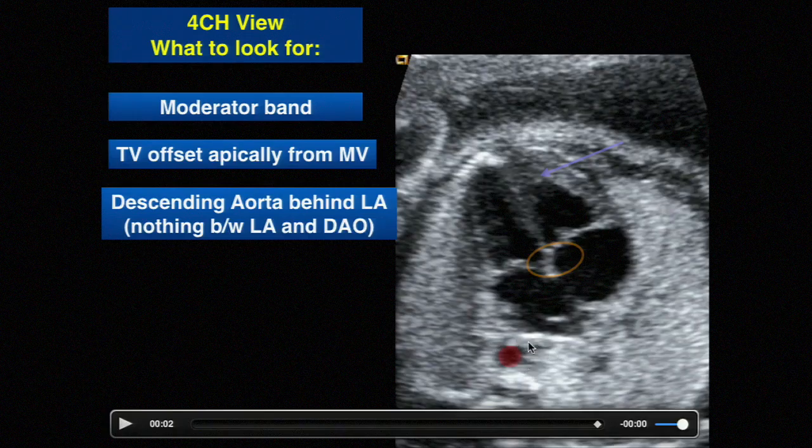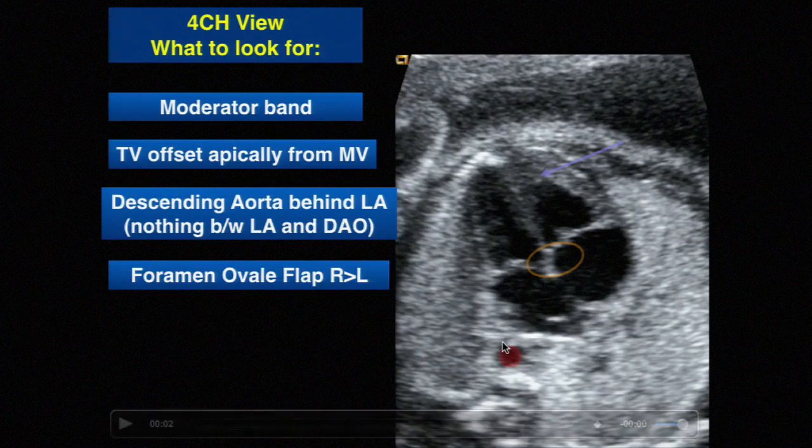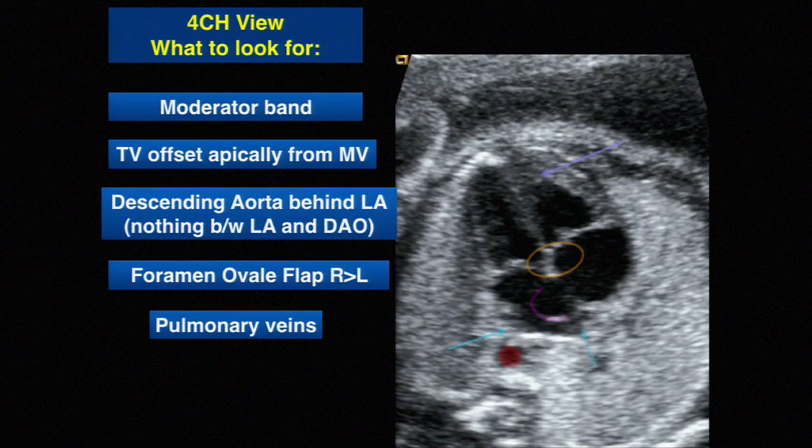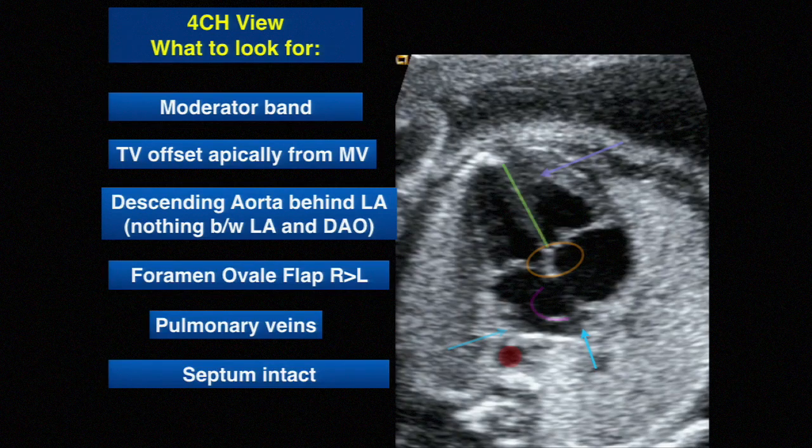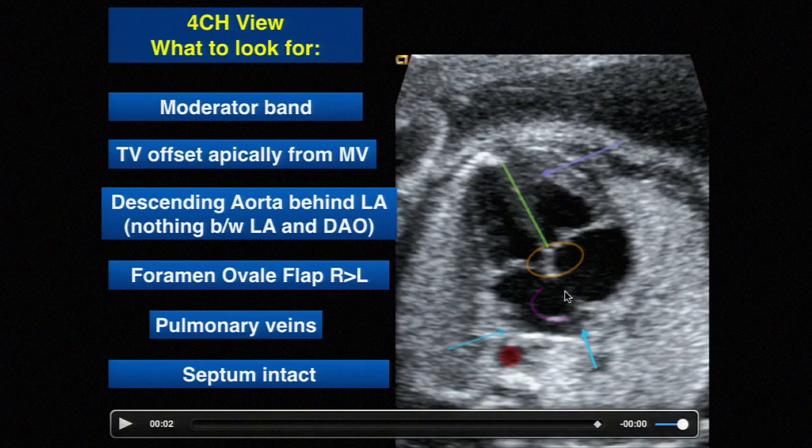You also want to be looking to make sure that there's no confluence behind the left atrium as a sign for TAPVR. Looking for the foramen ovale flap flapping from right to left. Pulmonary veins should be seen with 2D as well as with color and Doppler. And septum intact. Yes, of course, we're looking in every view, but this apical presentation is not the best view to look at the septum.